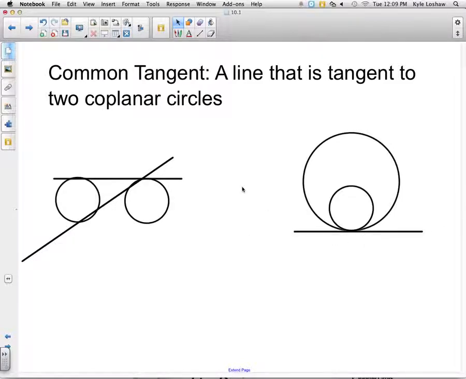Again, a common tangent is a line that intersects two circles at one point each. Yeah, fixed sound looks bad. You see that? See that, Eden? You better be watching this one. Good. That works for me.